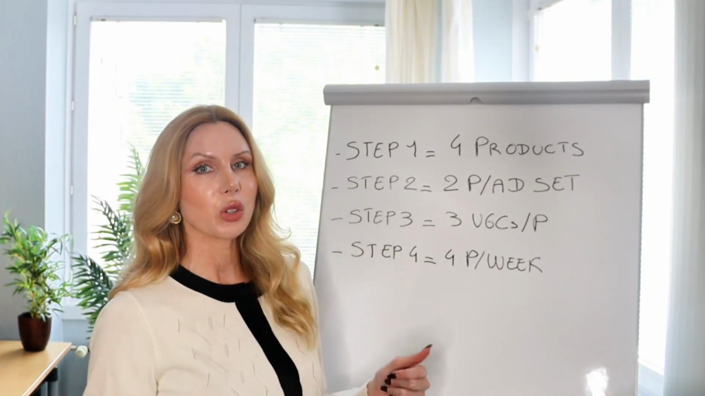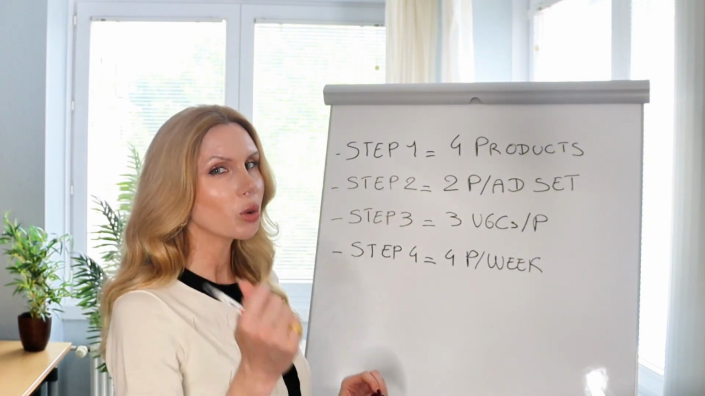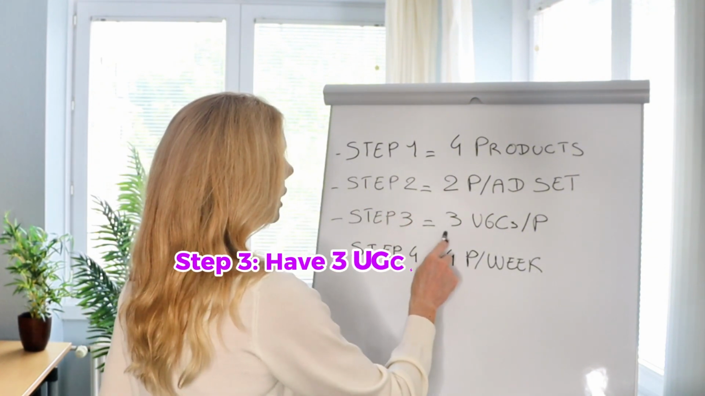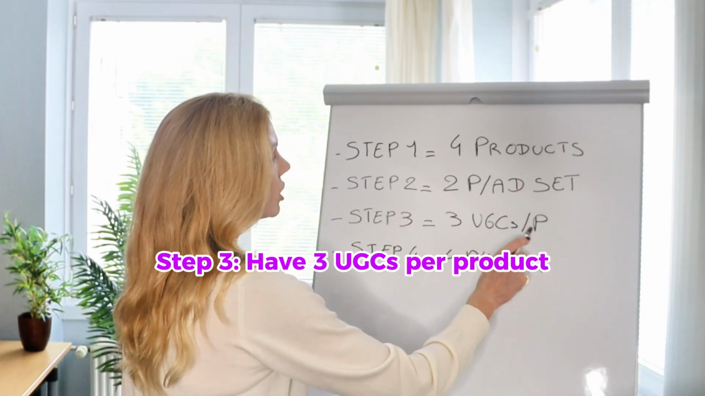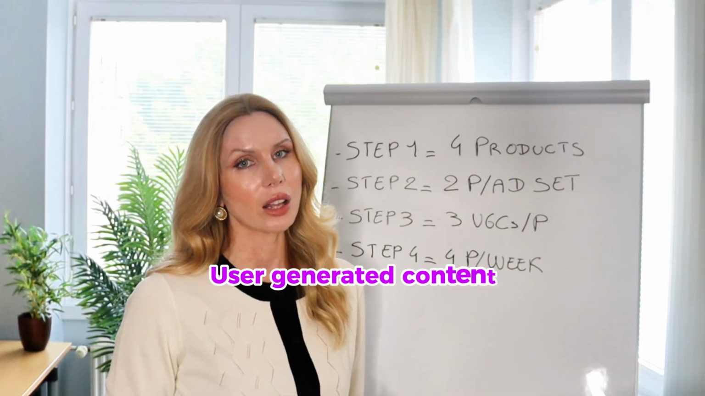See, it's going fast, right? Honestly, and once you understand the strategy, it's going to go like this. So step 3, you want to have 3 UGC per product. So what's a UGC? User-generated content.